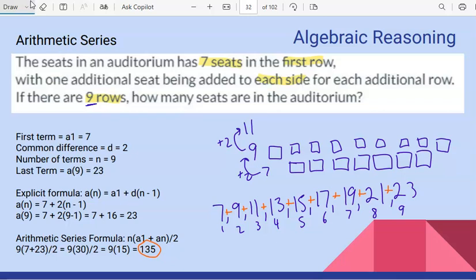A of n equals a1 plus d times n minus 1, where d is the common difference, which is 2. A1 is the first row, which was 7. N is the number of rows. And that's how you could get that last number, 23.